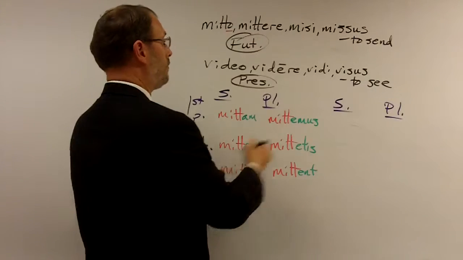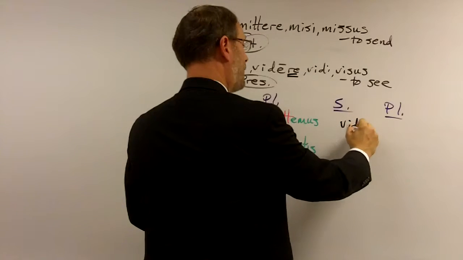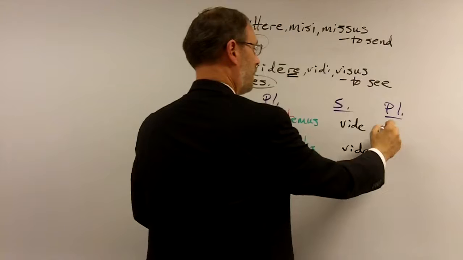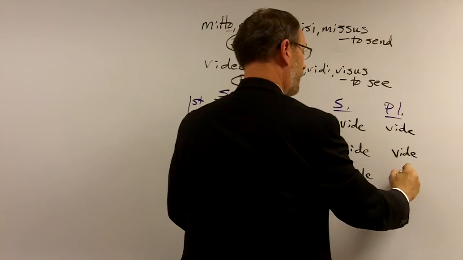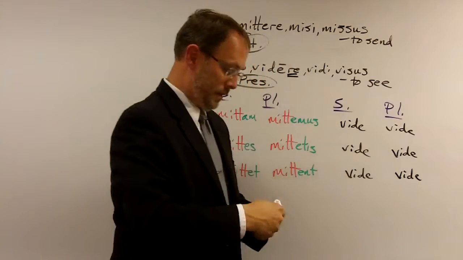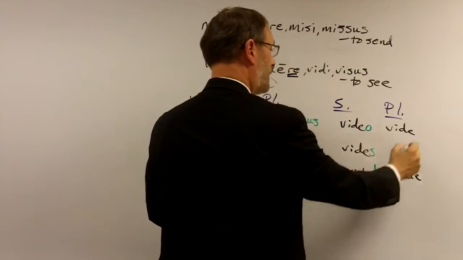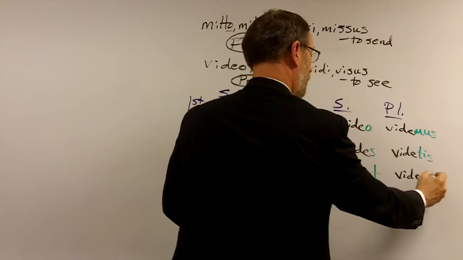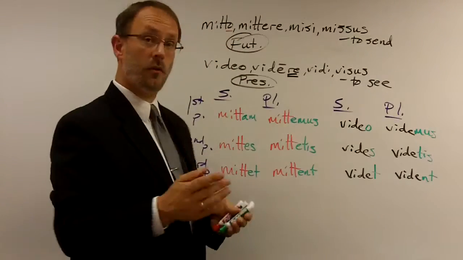Now, if you conjugated video in the present tense, you recall that from before, you drop the RE from the second dictionary entry, and VIDE is our stem. And then we add on the old present tense endings that we've had for a long time, and we get video, vides, videt, videmus, videtis, vident.